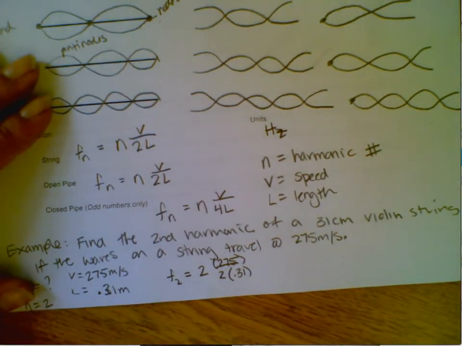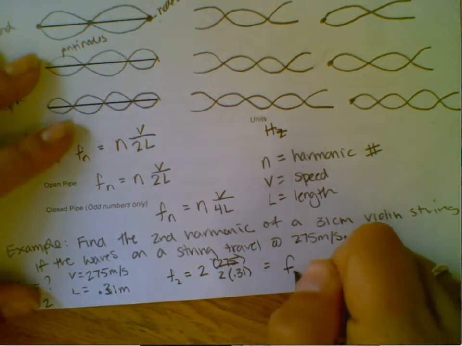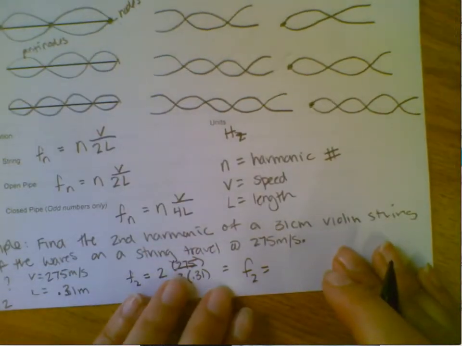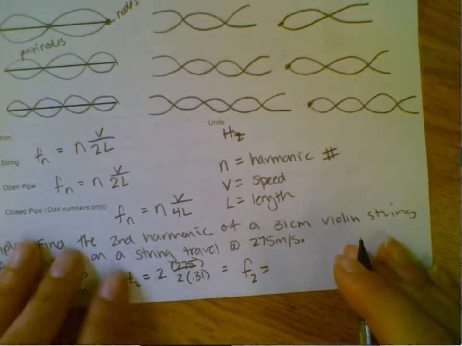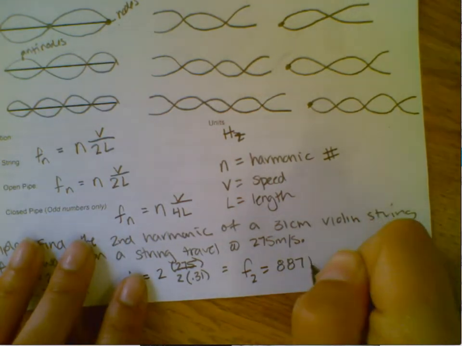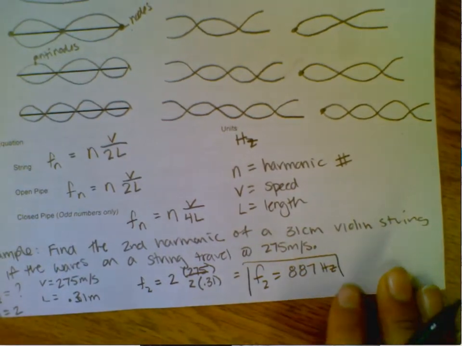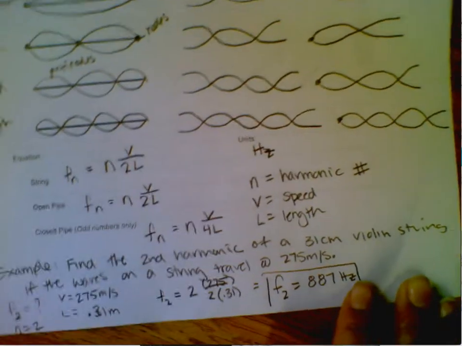And if you solve that, you get that F2 for this violin on that string is 887 hertz. So that's the frequency of the second harmonic of that violin string.